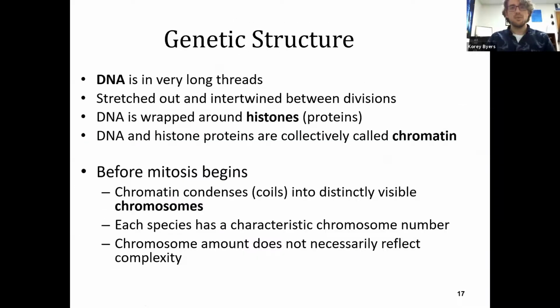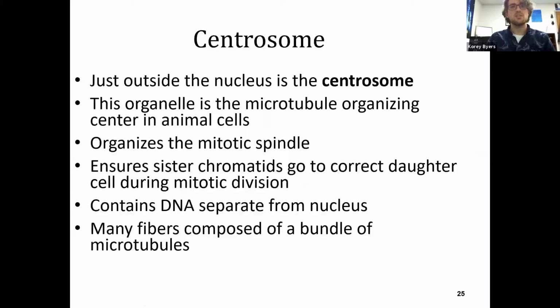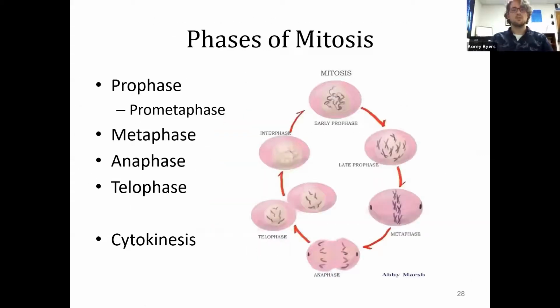I'm going to skip through a lot of this to get to the stages of mitosis. So in mitosis, we have four major phases: prophase, metaphase, anaphase, and telophase. Really, we should include five. Prometaphase is its own phase in its own right. And we finish up with cytokinesis, where the cytoplasm actually divides.